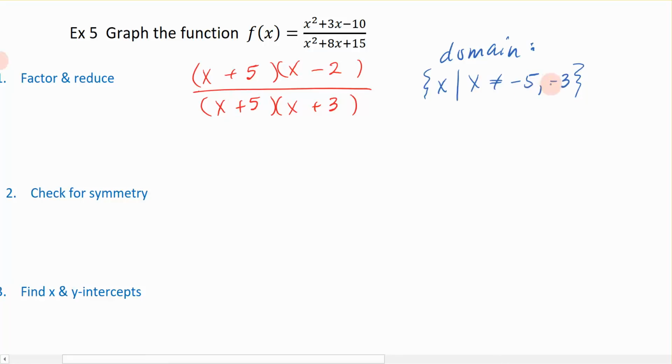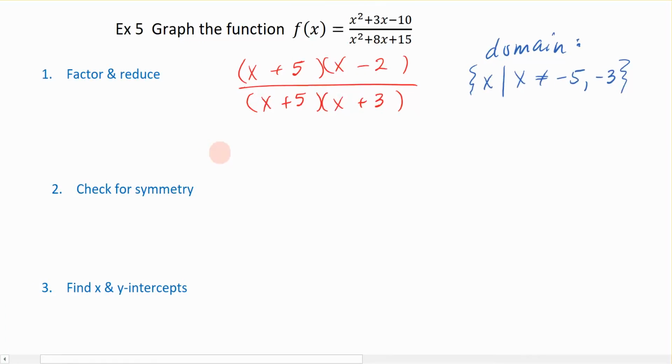Those are the ones that I'm going to have to throw out. Every other value would be valid. So if I wanted to ask you what the domain of this function was, it would be x such that x cannot be equal to negative 5 and negative 3. Now going on with graphing the function. Let's go back over here. Now that I have my numerator and my denominator factored, I can cancel my common factors. This gives me the new rational function f of x is equal to x minus 2 over x plus 3 that we are then going to be using throughout the rest of our process here.